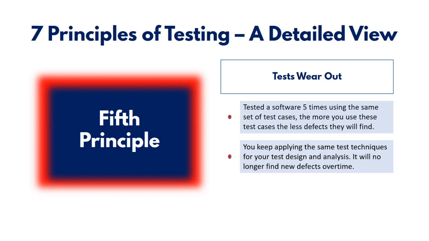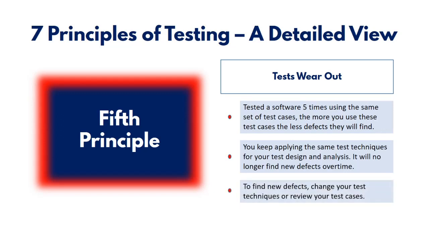So what next? You keep applying the same test techniques for your test design and analysis. It will no longer find new defects over time. So you have the same test techniques. Say you are using boundary value analysis, and this boundary value analysis is what you use in your test analysis and test design, and you keep repeating these same test techniques, boundary value analysis, or you are doing exploratory testing and you keep exploring the system over and over again, right? Over time, it will no longer find a new defect.